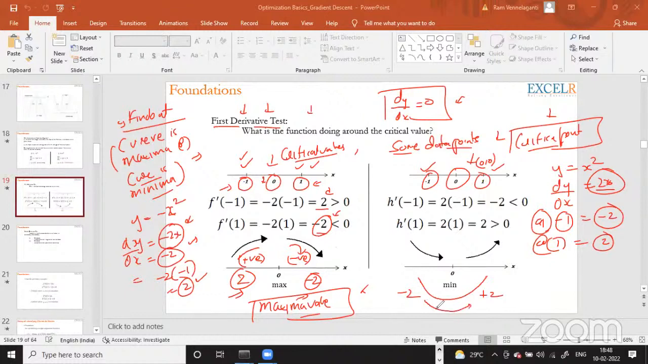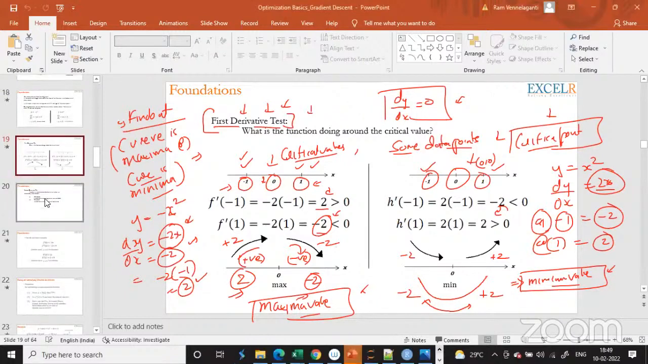When the slope is changing from negative to positive, you can say that the curve is going to have a minimum value. This is what you're supposed to say. When the slope is changing from positive to negative, +2 to -2, you are going to say that the curve is going to have a maximum value. This concept is called the first derivative test.